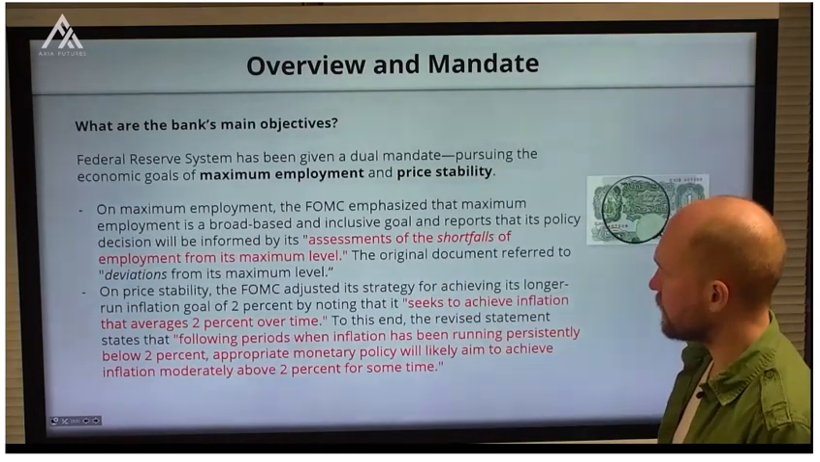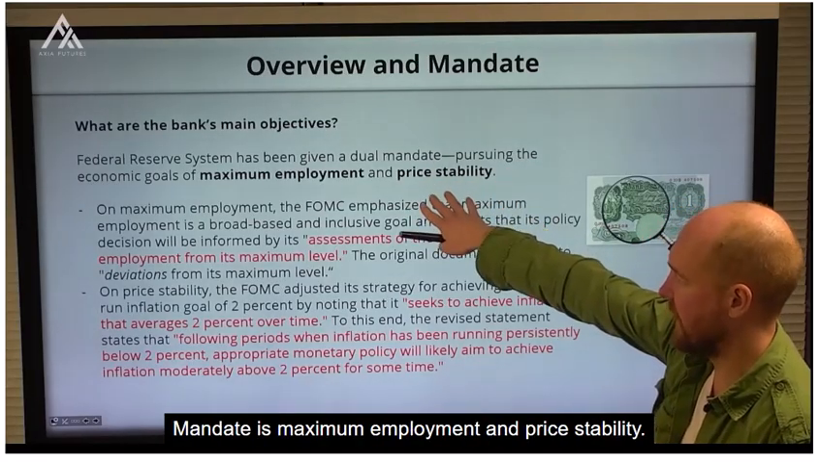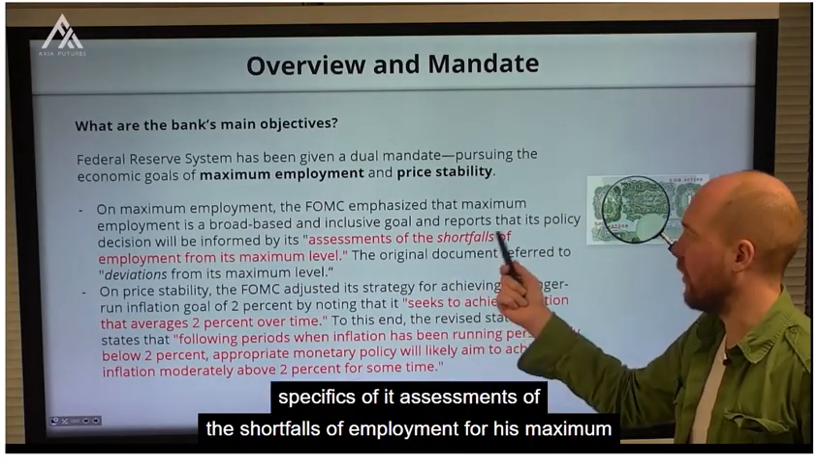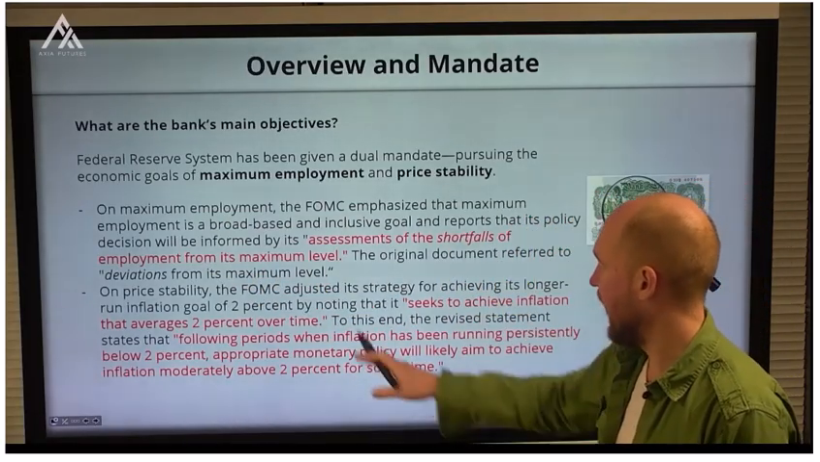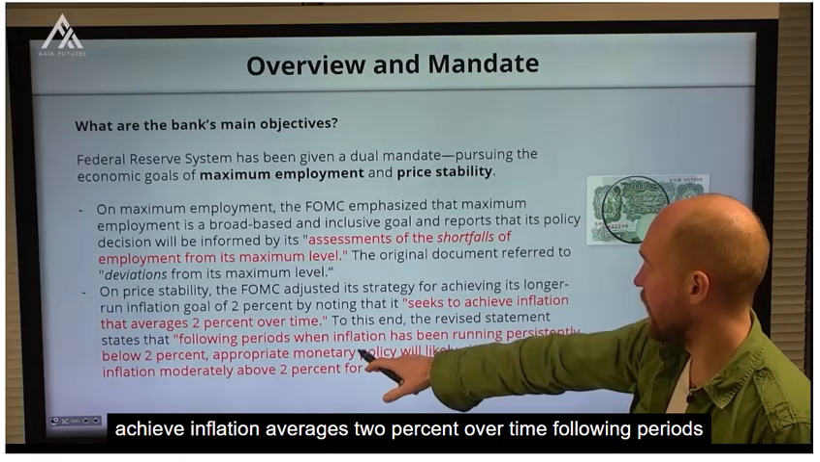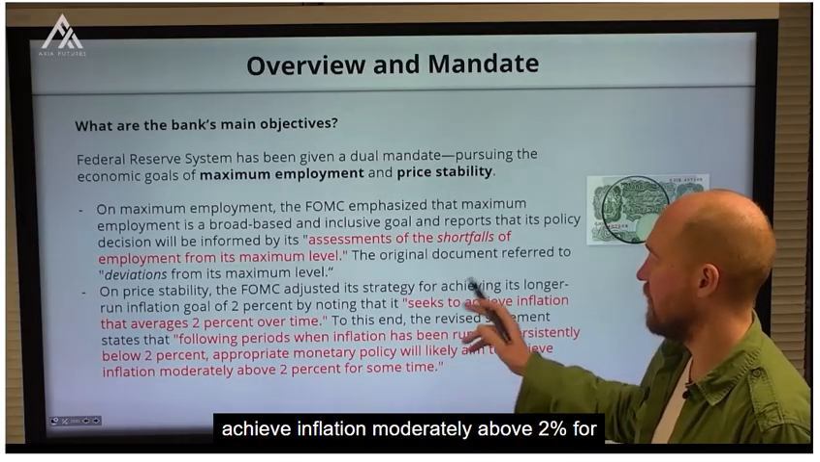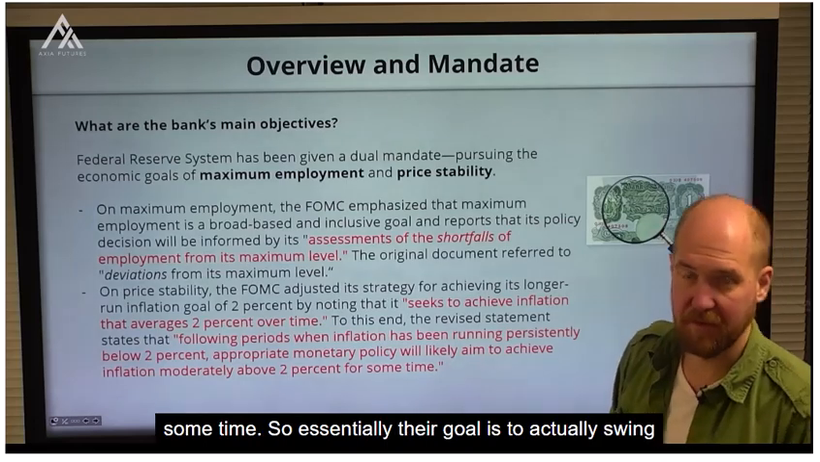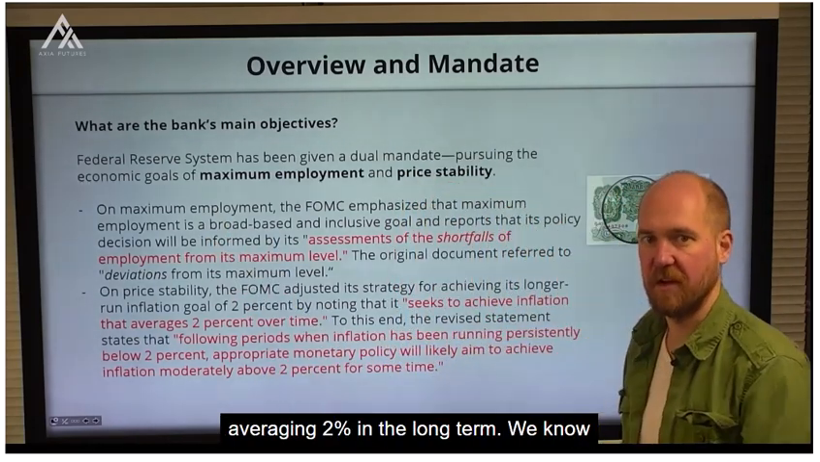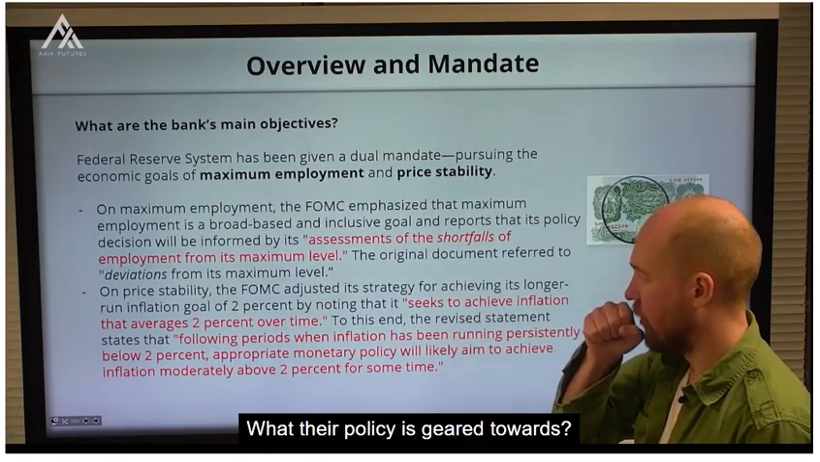Right. Quick overview. We know what the central bank's there to do. We know what the Fed's mandate is, maximum employment and price stability. This is the specifics of it. Assessment of the shortfalls of employment for its maximum, and in terms of their price stability, seeks to achieve inflation that averages 2% over time. Following periods when inflation has been running persistently below 2%, appropriate policy will likely aim to achieve inflation moderately above 2% for some time. So essentially their goal is to actually swing inflation from one side or the other of 2%, averaging 2% in the long term.